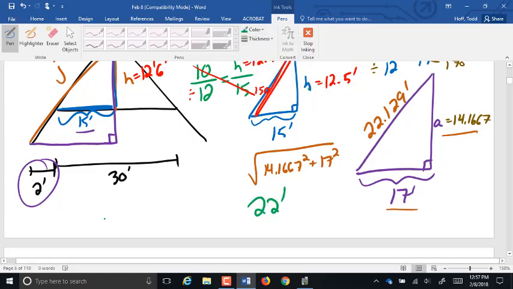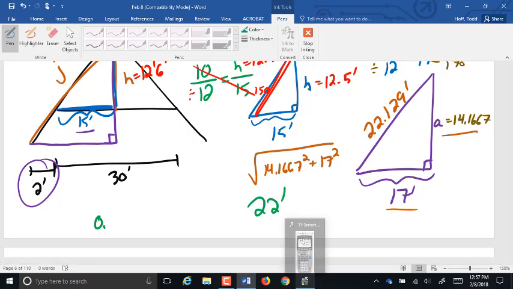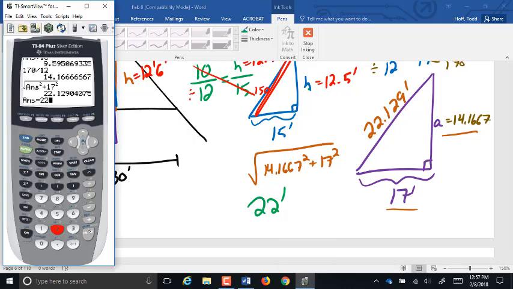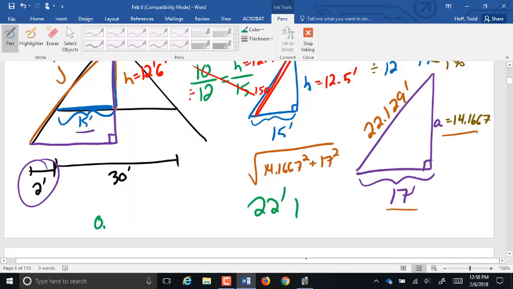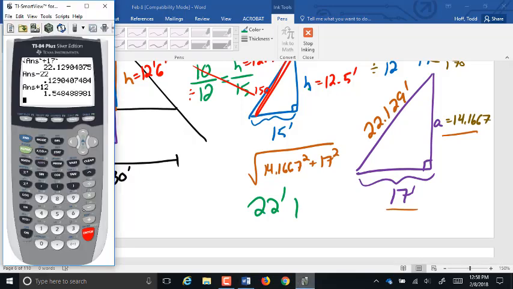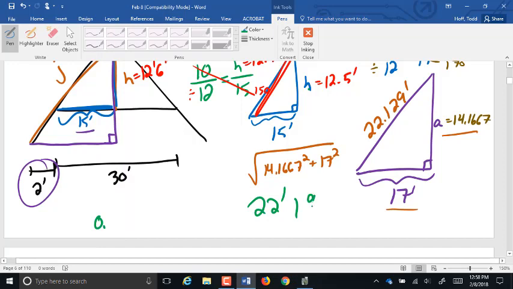Then what are we going to do? We'll subtract the 22, and then times 12 to make it into inches. So that's 1.5, so we're going to put 1 there, and then subtract the 1, and times 16 to get those, how many sixteenths? 8.7, so 9 sixteenths. What do you think?